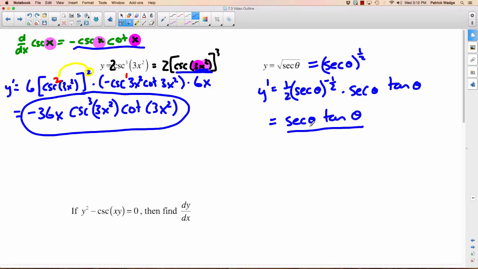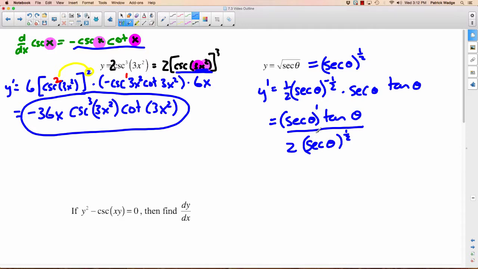And what we have on the bottom is a 2, as well as secant theta to the 1/2. And I'm actually going to write that, secant theta all to the 1/2. Now, why am I writing that and not putting the square root? Because look, now we have a secant theta on the top and a secant theta to the 1/2 on the bottom. So this is like a secant theta to the 1 and a secant theta to the 1/2.